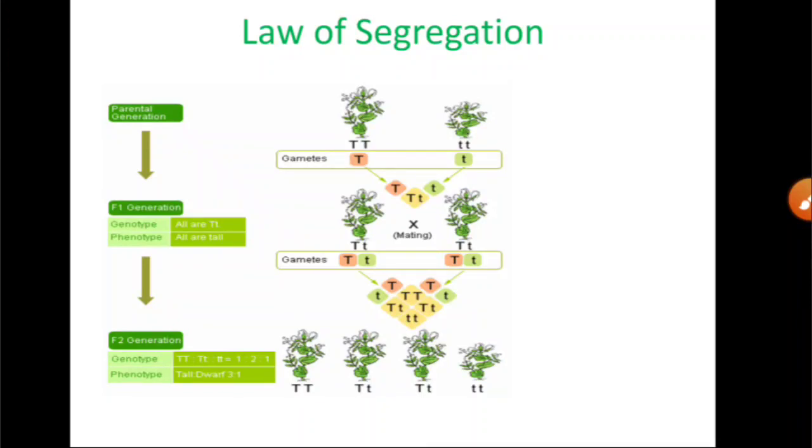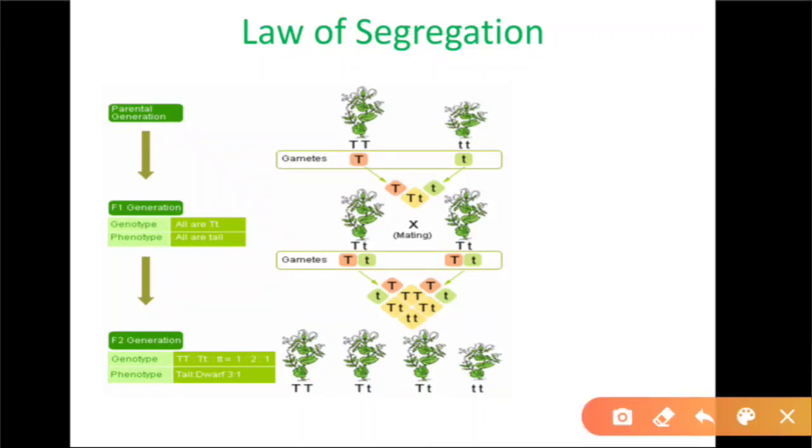Now we can see the experiment of the law of segregation. You can see this is the tall plant, this is the dwarf plant. In the F1 generation, as I told you, they are all tall plants. But when selfing takes place in this plant, in the F2 generation there is a ratio: three plants are tall and one is dwarf.